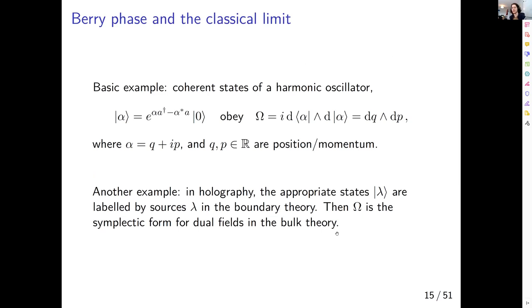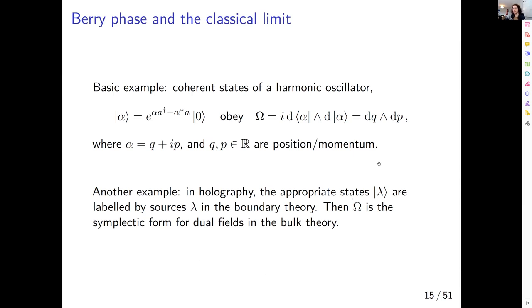So another relevant example comes from holography. In this case, the space of states we consider are labeled by operator insertions in the boundary theory, dual to certain sources. When we insert sources in the boundary in a holographic theory, this amounts to perturbing the bulk state, and this means that all of these states are dual to particular bulk states.